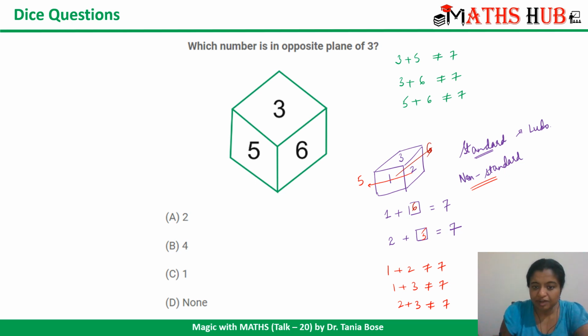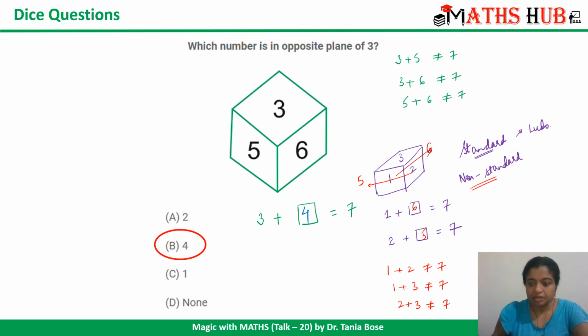Now you have to find out the number which is opposite of the number 3. The simple trick is: what should be added to 3 so that the sum is equal to 7? Your answer should be 4, right? So the correct option is B. I hope you understood it. Now let's move on to the next question.